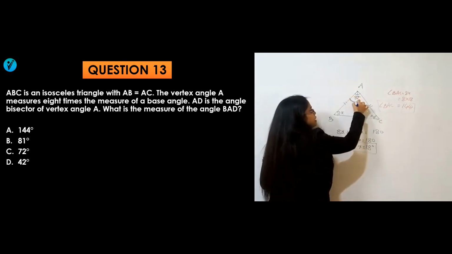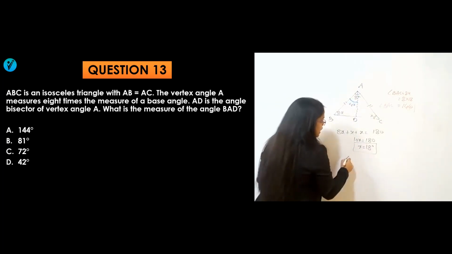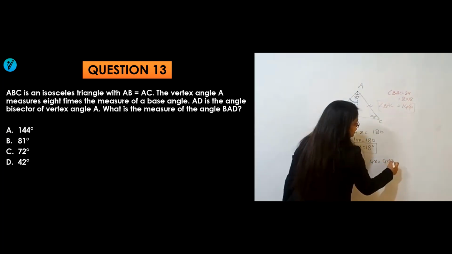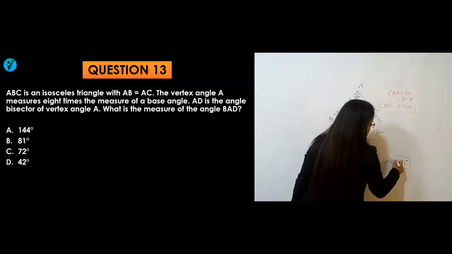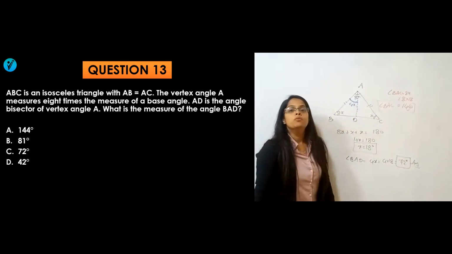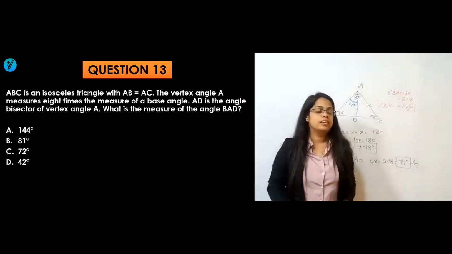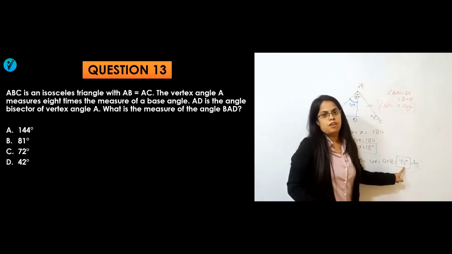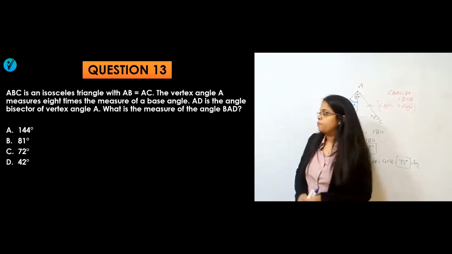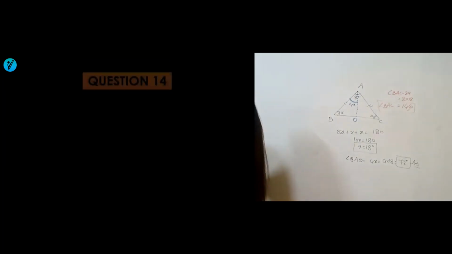So this angle will be equal to what? Half of 8x, which means 4x. So you can say that angle BAD is equal to 4x, which is 4 into 18, that means 72 degrees. So your answer will be 72 degrees, not 144. Most of the people will directly find 144 and mark the answer, but that is not the answer. Remember that we require half of it because AD is a bisector. So the answer will be 72 degrees, option number C. Okay, clear? Now let's solve the next question.